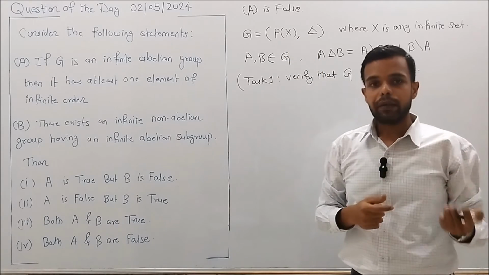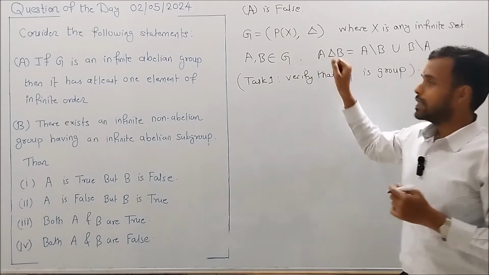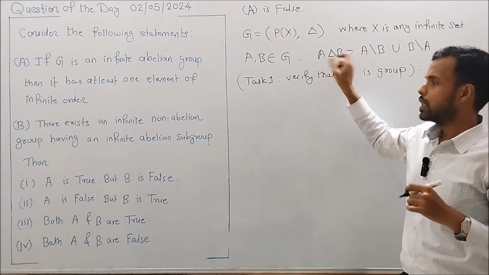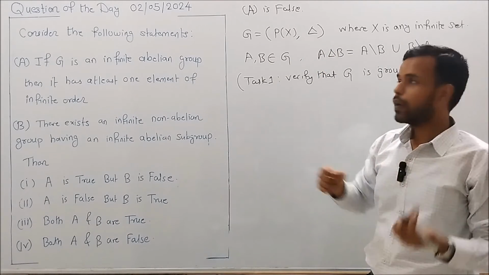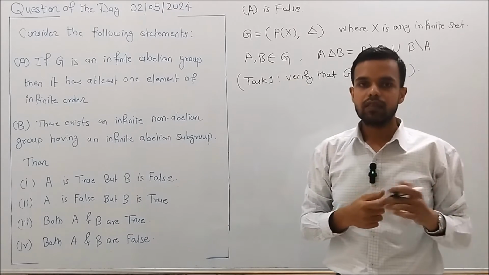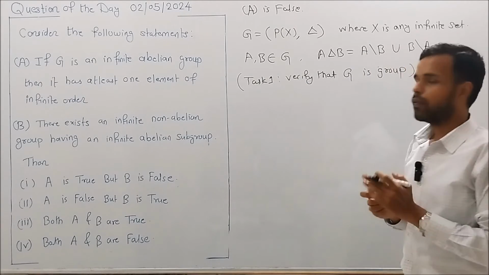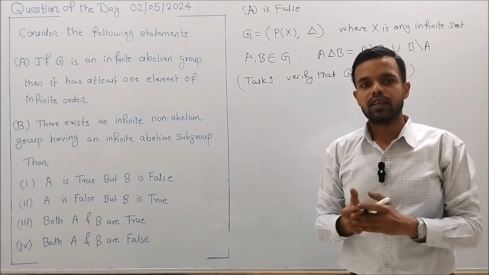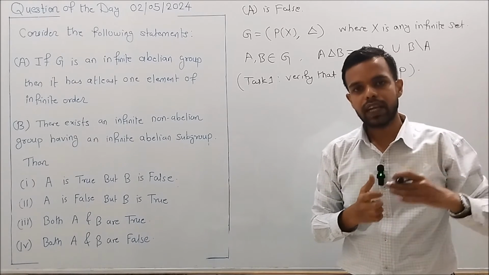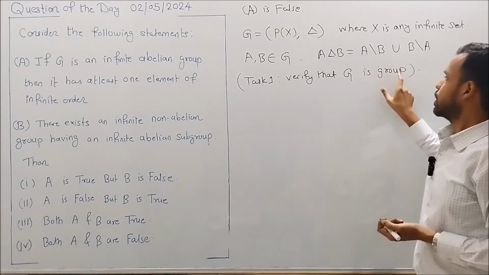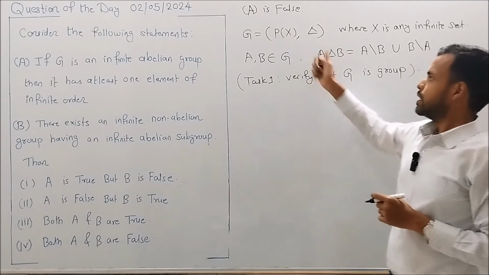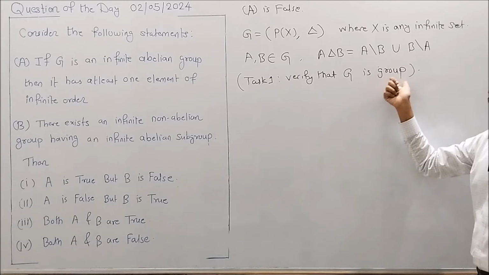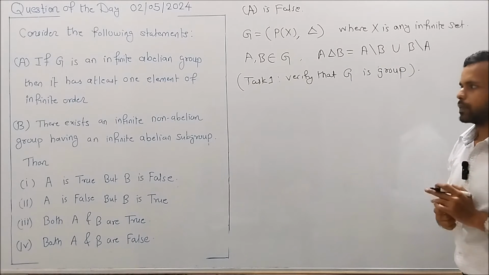is associative or not, whether there exists an identity element in G or not. You also need to verify whether every element of G has an inverse or not. If you verify that all these four axioms are satisfied, then G will become a group. And the answer is that G is a group. You just need to verify all four axioms.